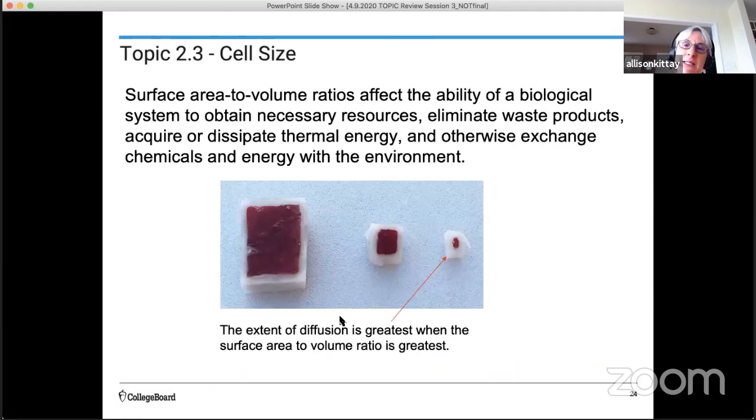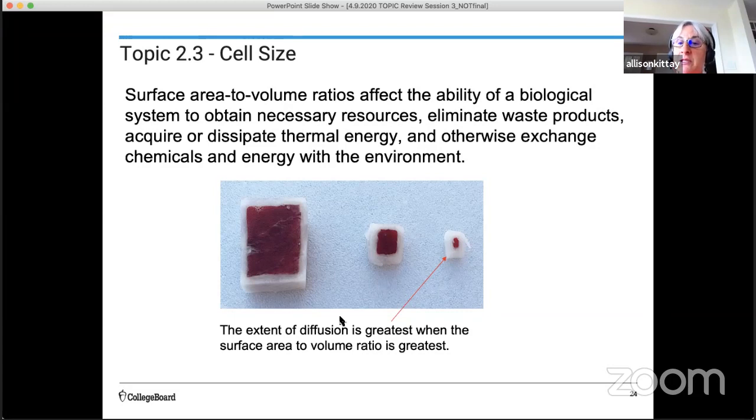The last topic today is about cell size. And if you've ever wondered why cells are small, this is the lesson for you. So it has to do with the cell's surface to volume ratio. And it turns out that the larger the surface to volume ratio is, the more efficient the cell is going to be.